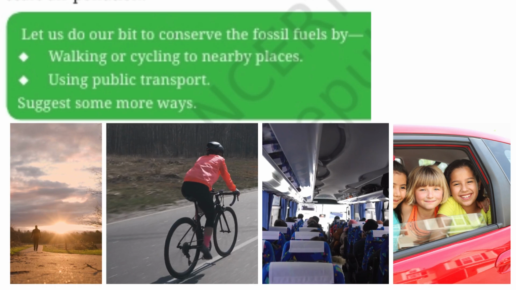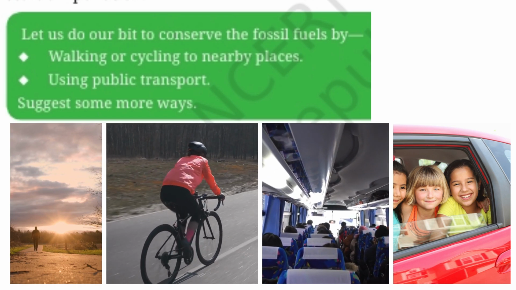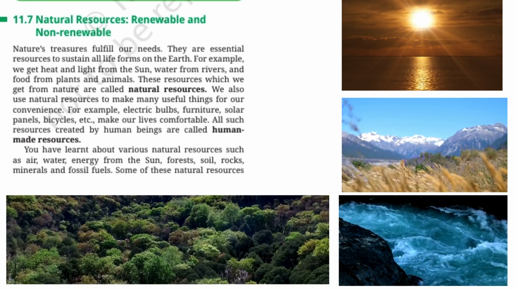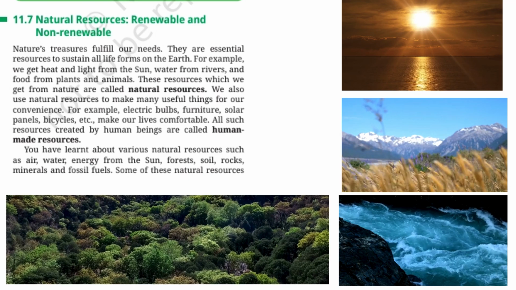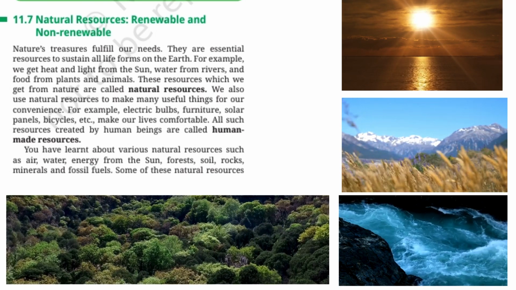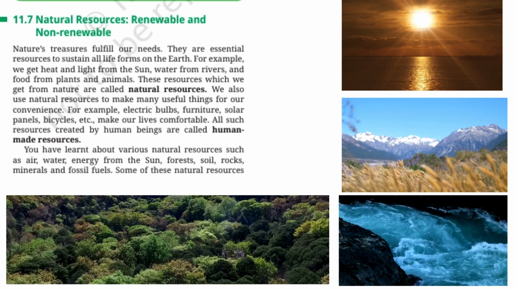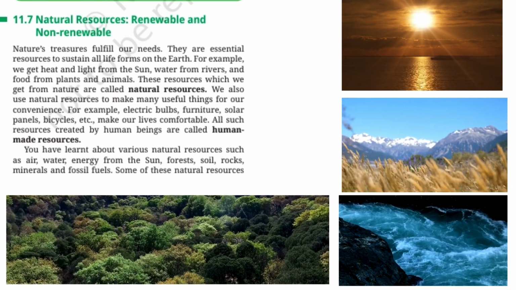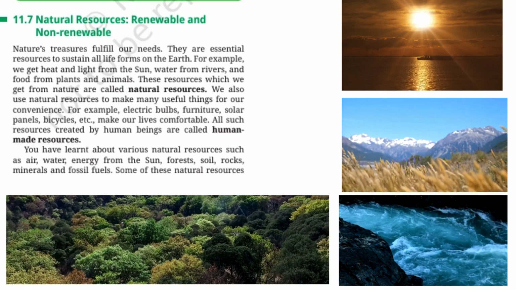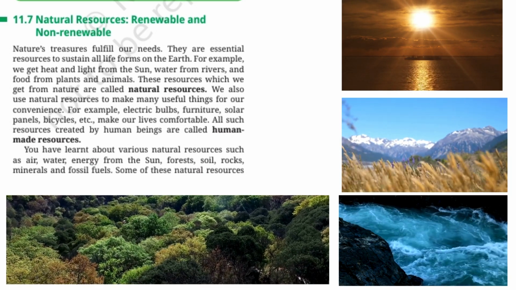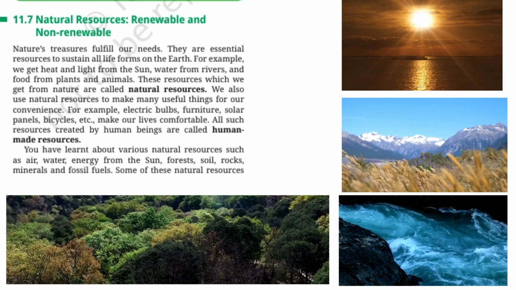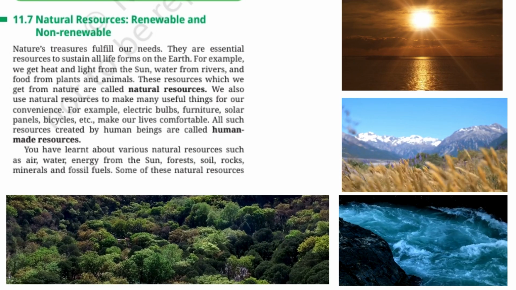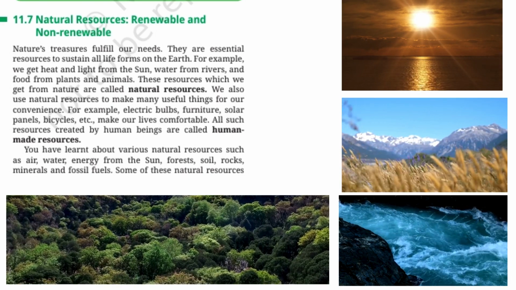Next, natural resources, renewable and non-renewable. There are two types of natural resources: one is renewable and the other is non-renewable. Renewable means a resource that can be used repeatedly. For example, solar energy, wind energy, hydroelectric energy. These are some renewable resources. Non-renewable resources are natural resources that cannot be replaced after they are used.